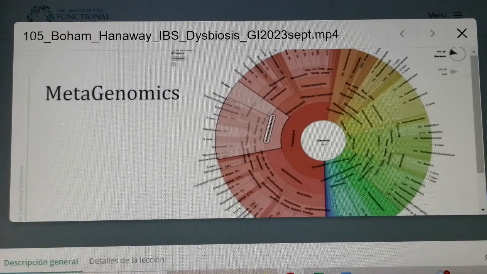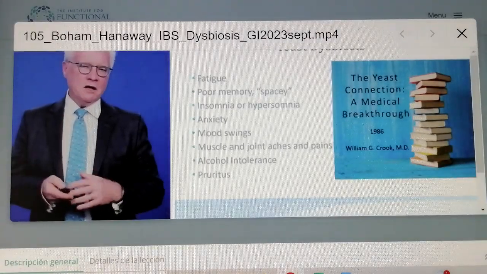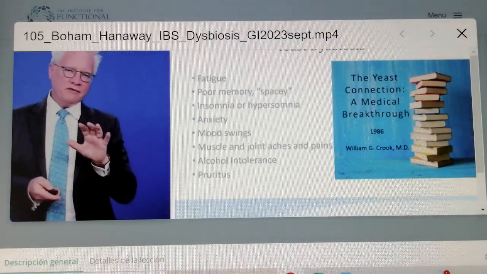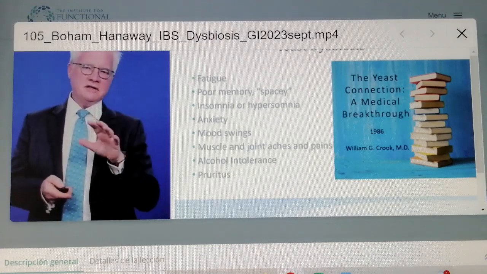This is me, so I'm happy to report it. And we can see that there, when we begin to understand this kind of sunburst picture, there are forms of imbalance that are occurring there. So now I want to move away from talking about bacterial dysbiosis and measuring that to talk about yeast dysbiosis.